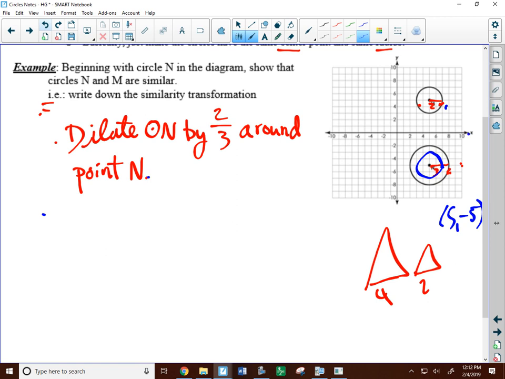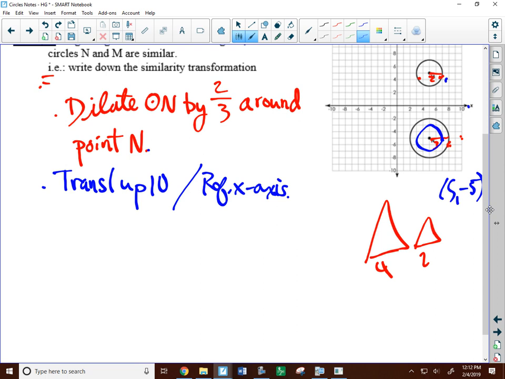You guys see anything else we could do? Yeah, reflect. So, it doesn't matter. You could say, I'll put both. You could say translate up 10, or you could have said reflect over x-axis. So what we've done is we've mapped circle N onto circle M, and shown that those circles are similar. So a similarity transformation.